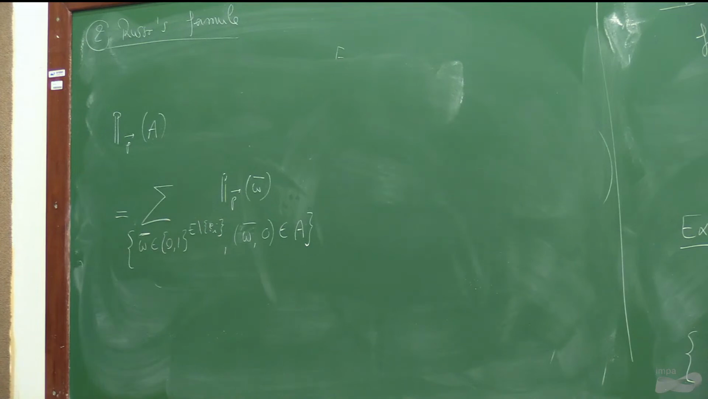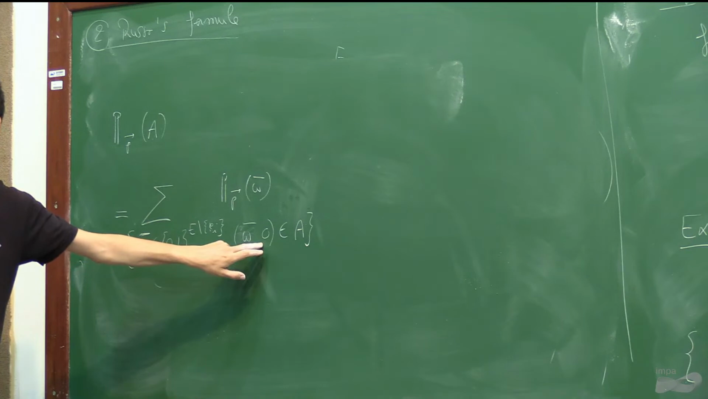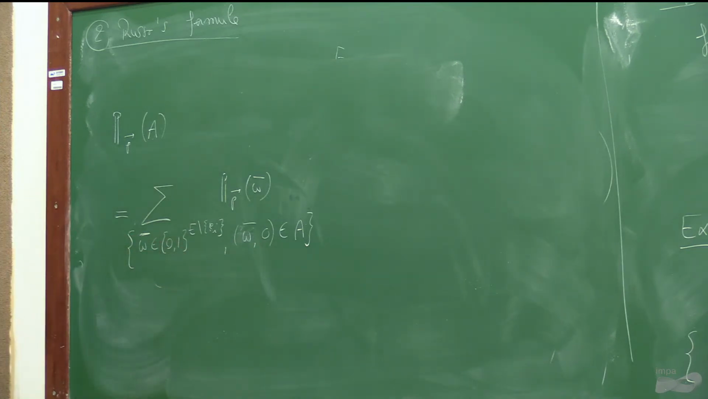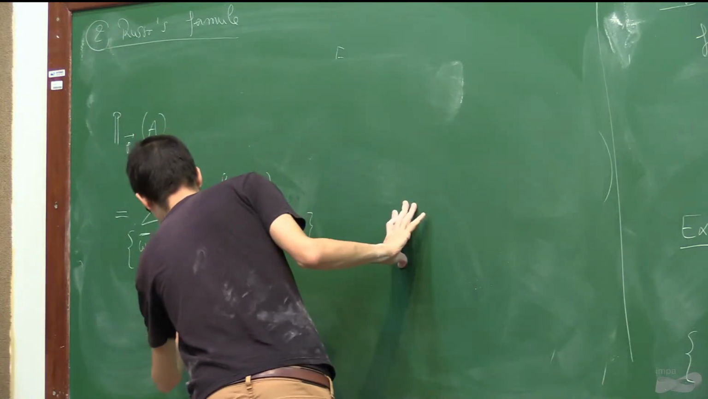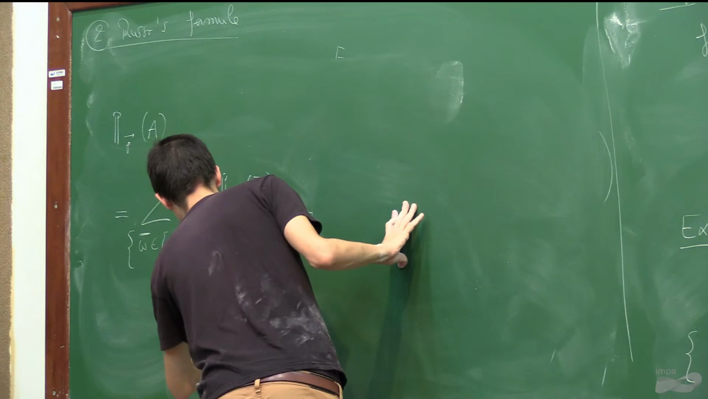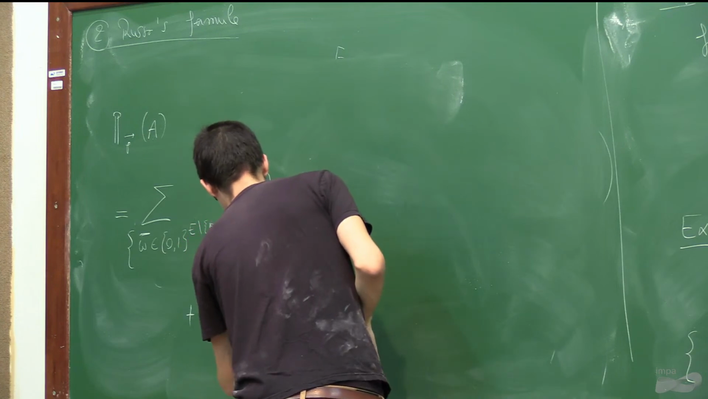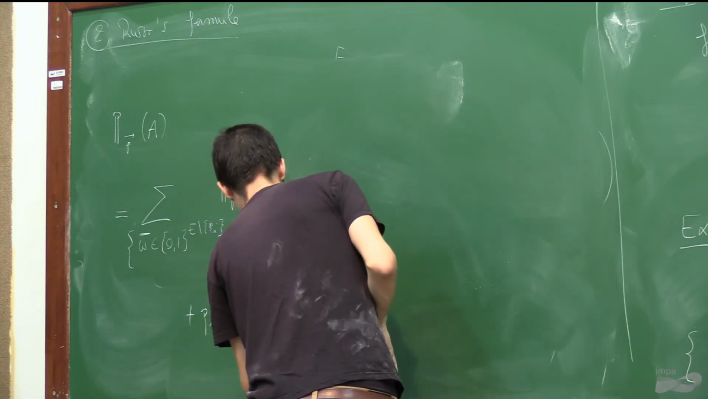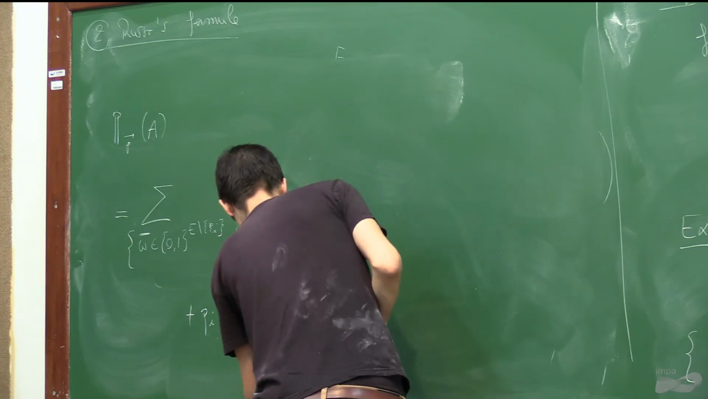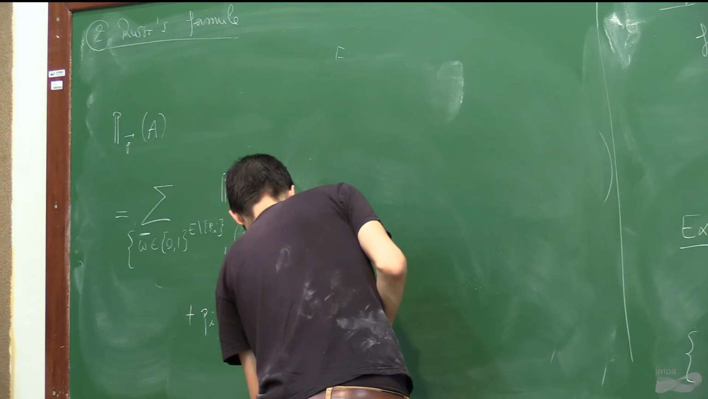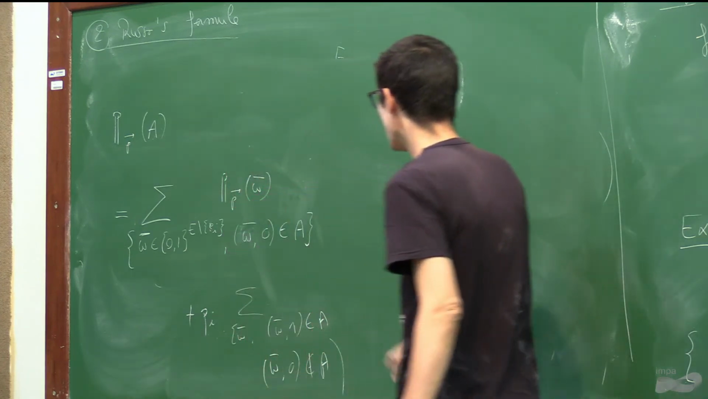Then you have the configurations such that A is not even satisfied if e_i is open. Okay, these configurations just won't count. And then you have the configurations that count only if e_i is open. So basically, you will get p_i times the sum over omega such that omega with e_i equal to 1 is in A and omega with e_i equal to 0 is not in A.